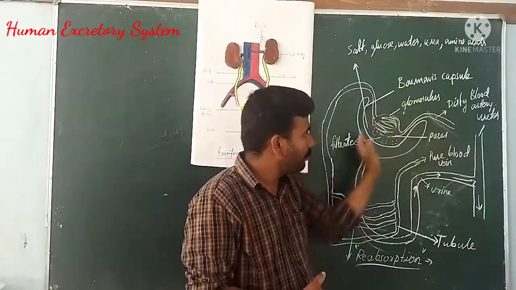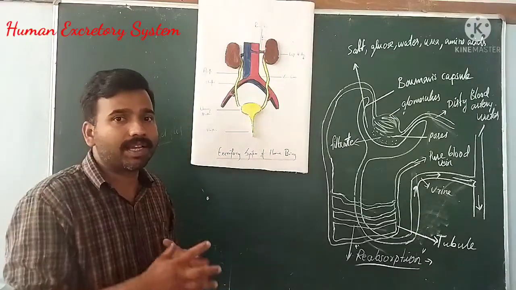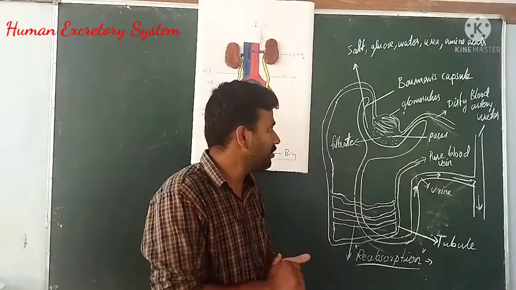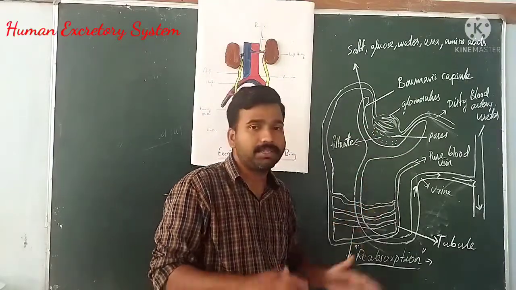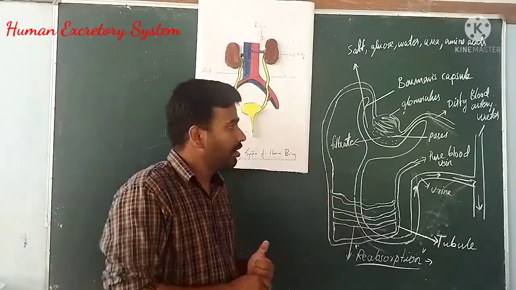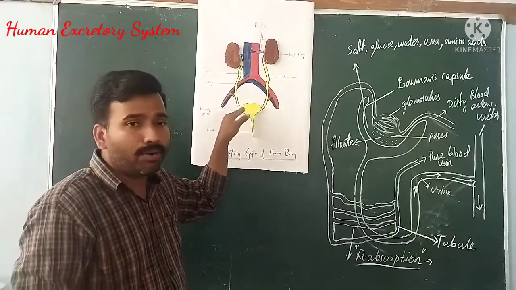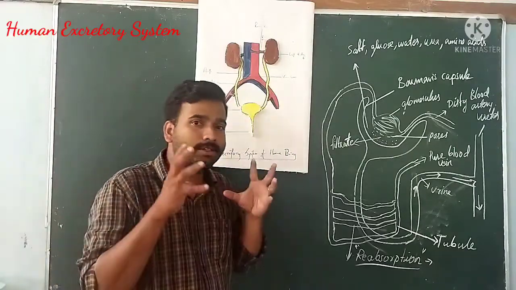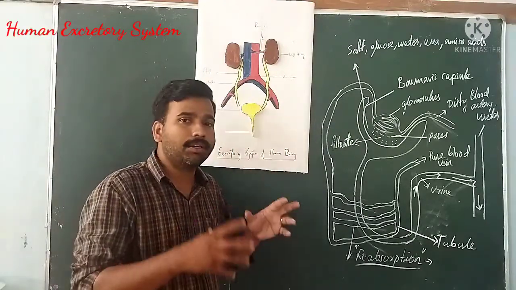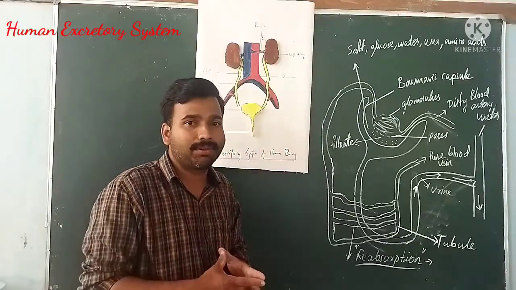So this is all what happens. This filtering process actually happens in the Bowman's capsule. This diagram is very essential and you need to draw it well and study well. Once the urine is collected in the urinary bladder, which is a muscular structure, it can store urine for a long time. Suppose if it were not happening, what will happen?